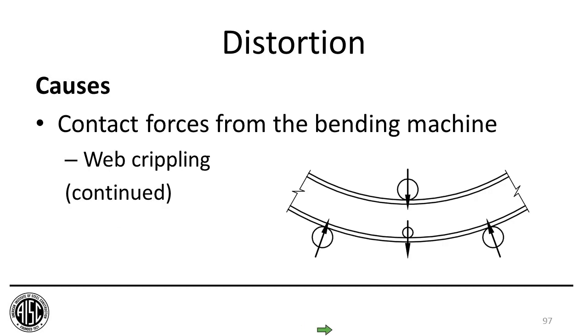You can get contact force distortion. Typically, it's going to be something similar to web buckling or web crippling in this area due to that high compression force from the roll. And like we said before, you can control that with these supplementary rolls. For really tight radii, you can't completely make it go away, but you can control it.